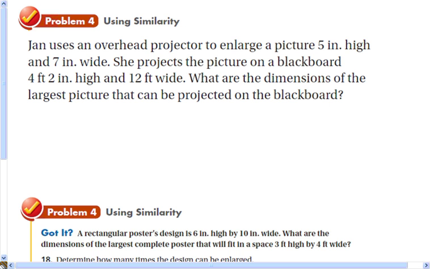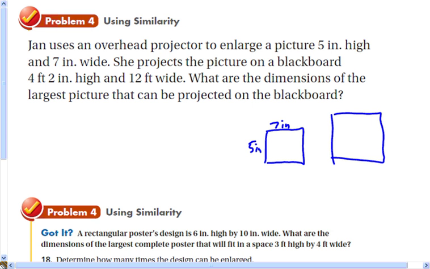Okay, when you project, you get a similar image, just grown, but grown in the same proportions for the length and the width. So here's our original picture. This is 5 inches and this is 7 inches. And then we have a blackboard, and I'm going to change these feet to inches. 12 feet wide is 144 inches. And then 4 feet 2 inches, that's the same as 50 inches.